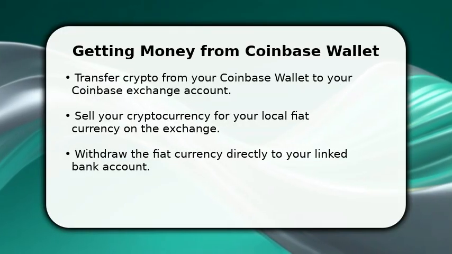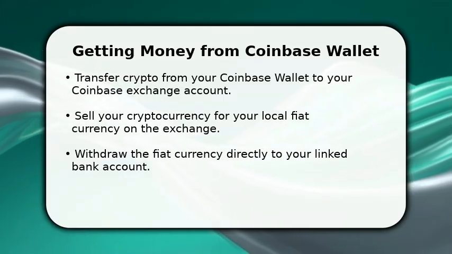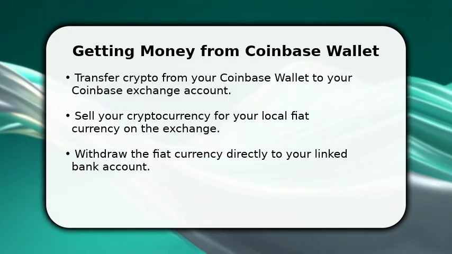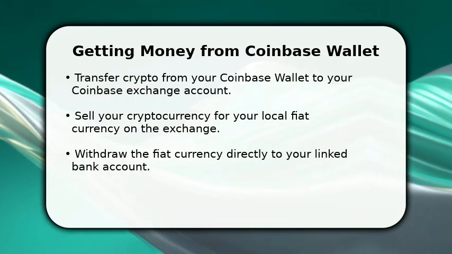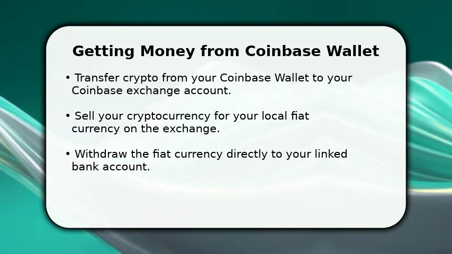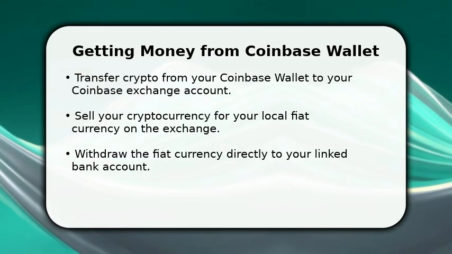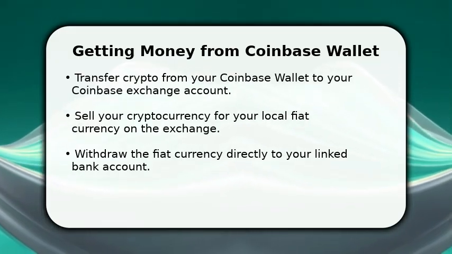In this video, I will explain how to get money from your Coinbase wallet. The primary method involves a few straightforward steps. First, you will transfer your digital assets from your self-custody Coinbase wallet to your centralized Coinbase exchange account. Next, you will sell that cryptocurrency for your preferred local currency, like US dollars or euros. Finally, you can withdraw those funds directly to your linked bank account, completing the process.